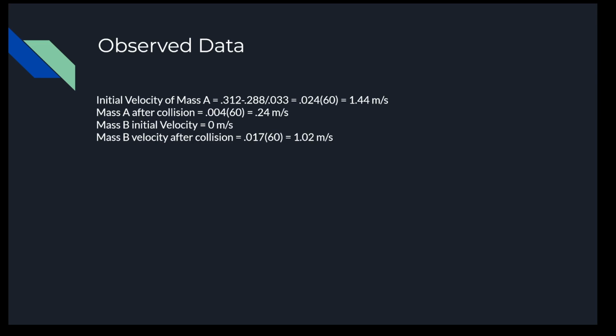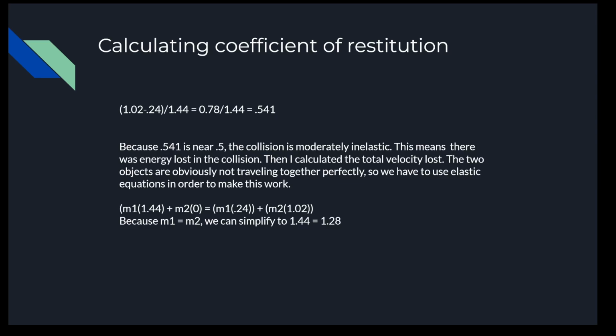So we observed mass A to have an initial velocity of 1.44 meters per second using the velocity equations, and to have a velocity of 0.24 meters per second after the collision, and mass B started with zero velocity and ended with 1.02 meters per second. With these values, we can calculate the coefficient of restitution, which comes out to be 0.541. So because it's near 0.5, the collision is moderately inelastic, and that means that there was energy lost in the collision. So I wanted to calculate the total velocity lost.